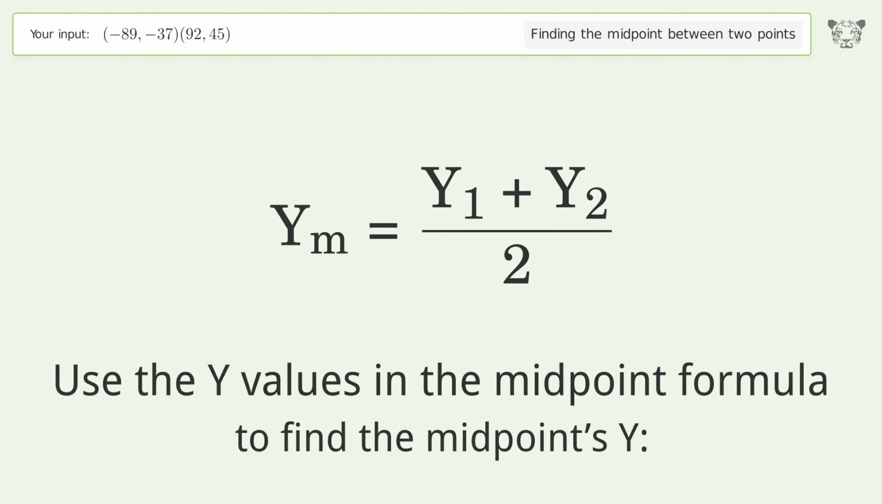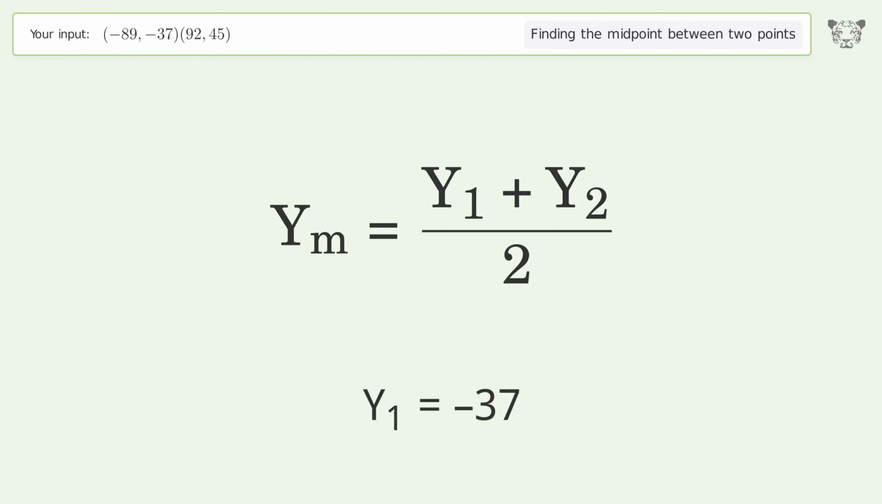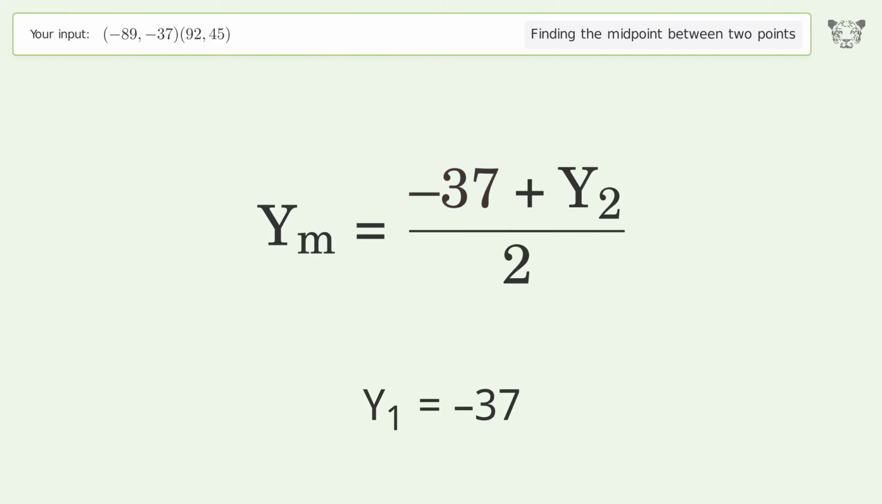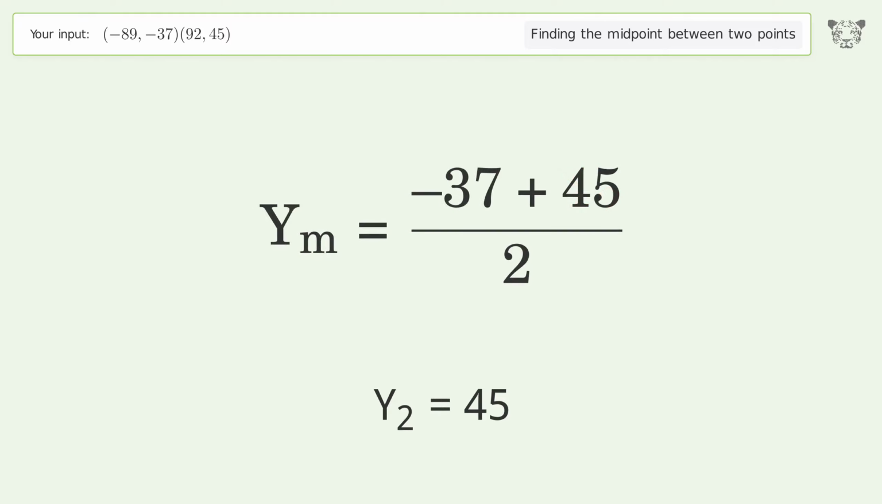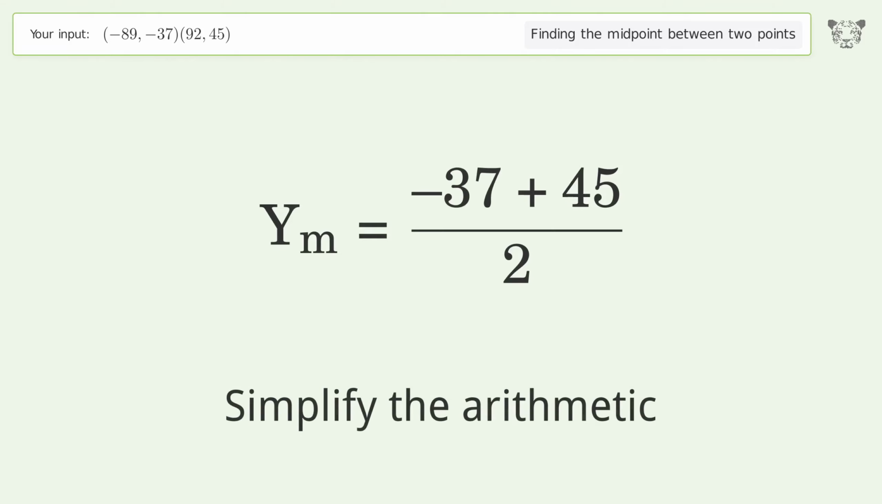Use the y values in the midpoint formula to find the midpoints y. y1 equals -37. y2 equals 45. Simplify the arithmetic.